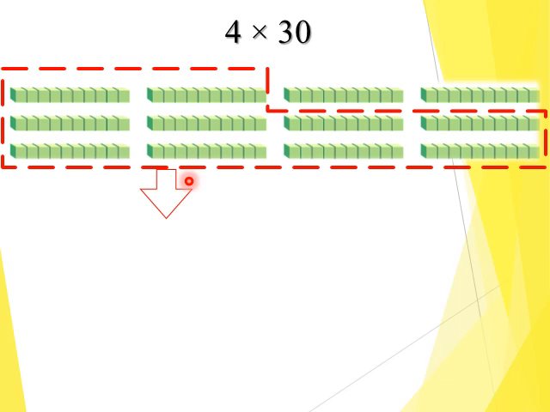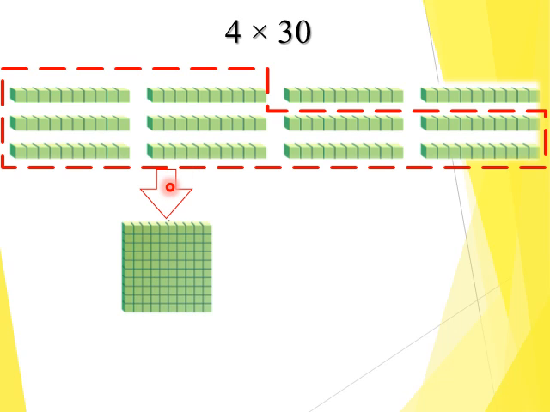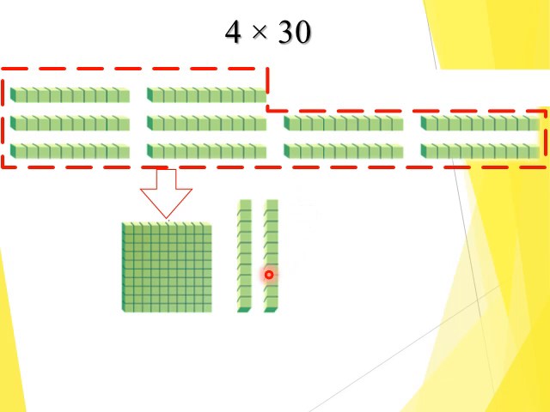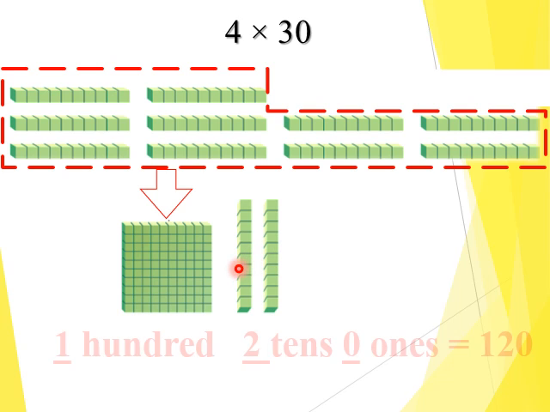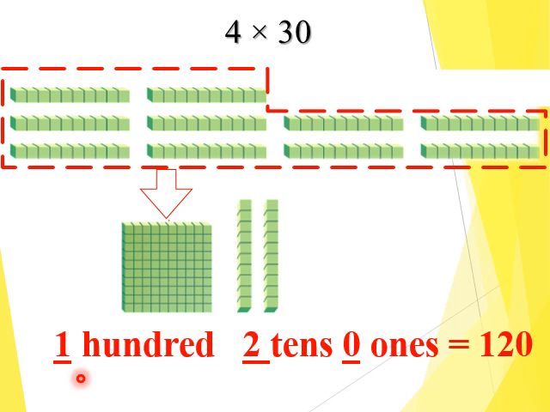You can regroup 10 tens as 100. Now look at the remaining tens. How many tens are left? 2 tens are left. So it's 10 tens regrouped as 100 and 2 more tens. So it's 100, 2 tens, and 0 ones since we don't have any ones. This is the same as 120. So 4 times 30 equals 120.